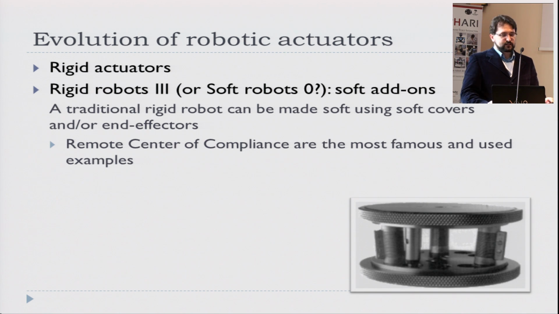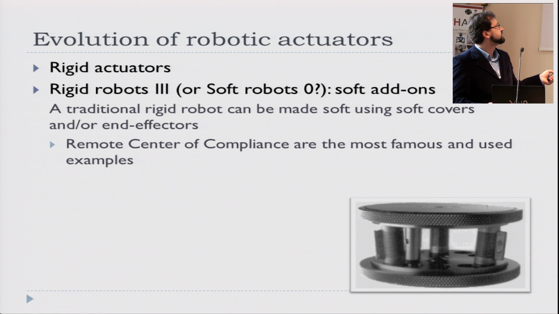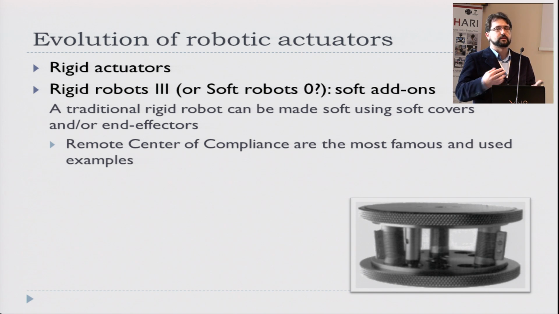Because of this, the third stage of rigid robots, which to some extent is the first step of soft robots, is rigid robots with soft add-ons. An example of this is the use of a remote center of compliance, like this one. They are used in a large number of industrial applications when you need interaction and you have uncertainties. Another idea is to use a soft cover for the end effector or for the arm, for example, to be less dangerous to people.